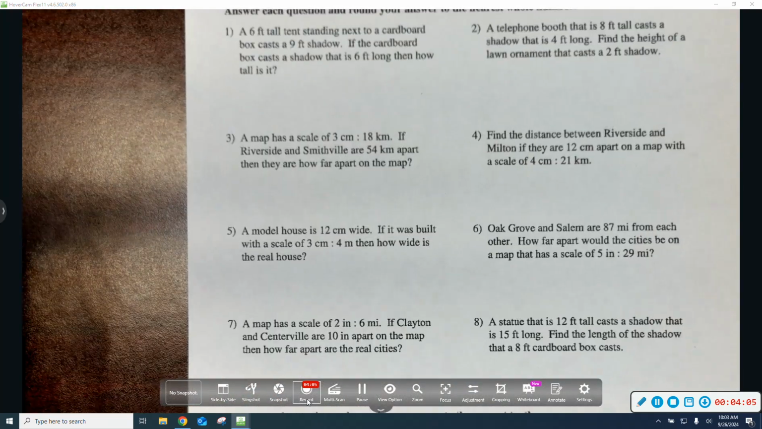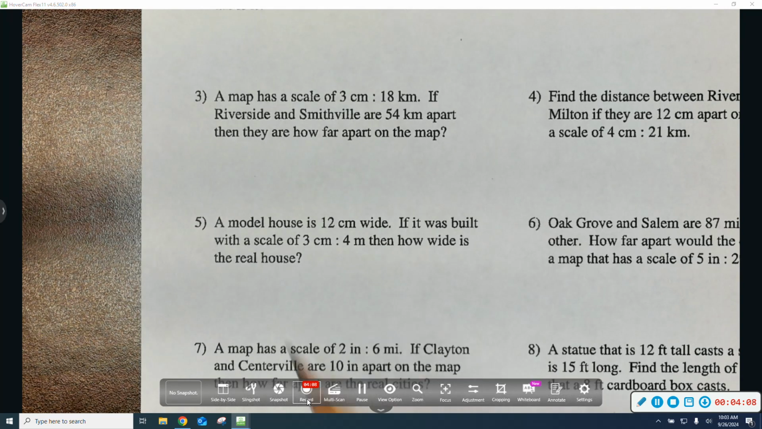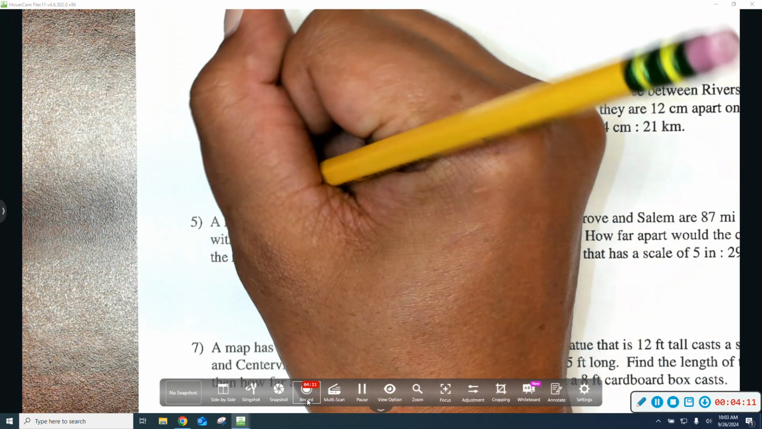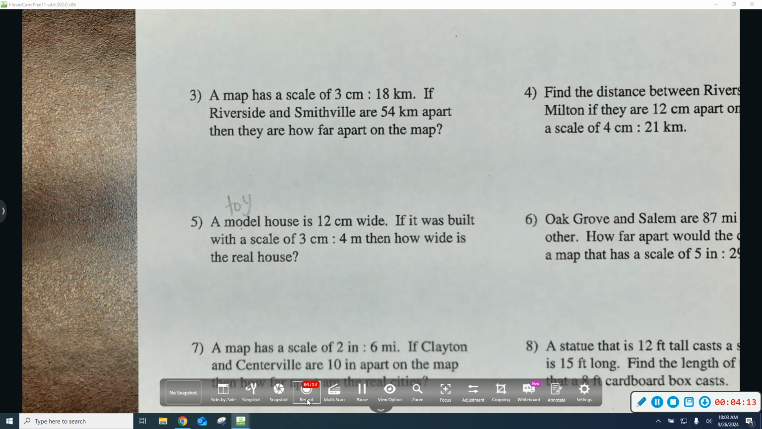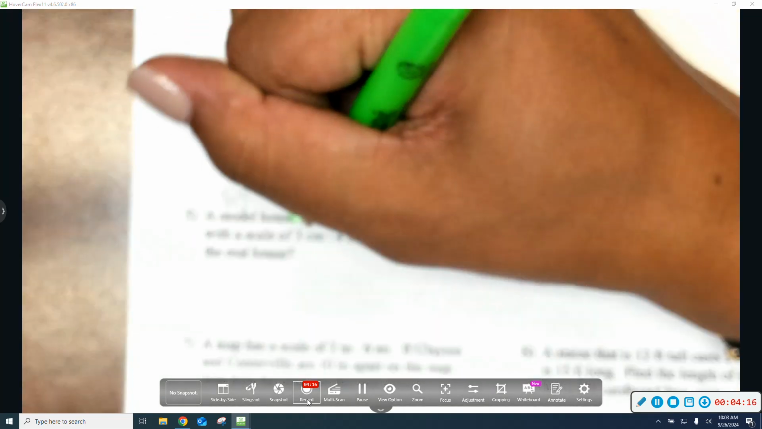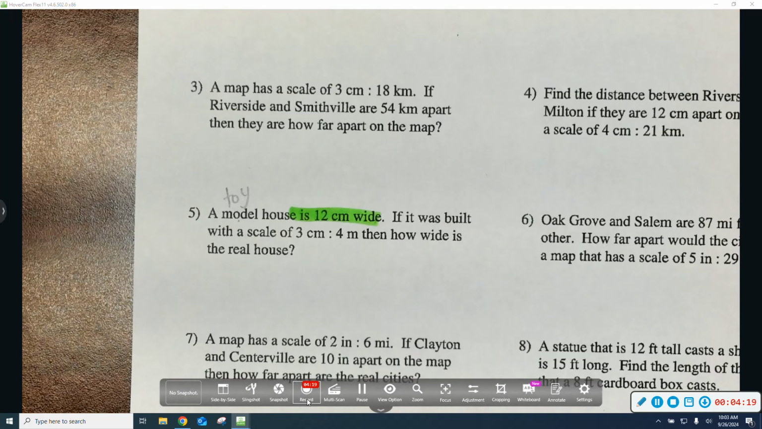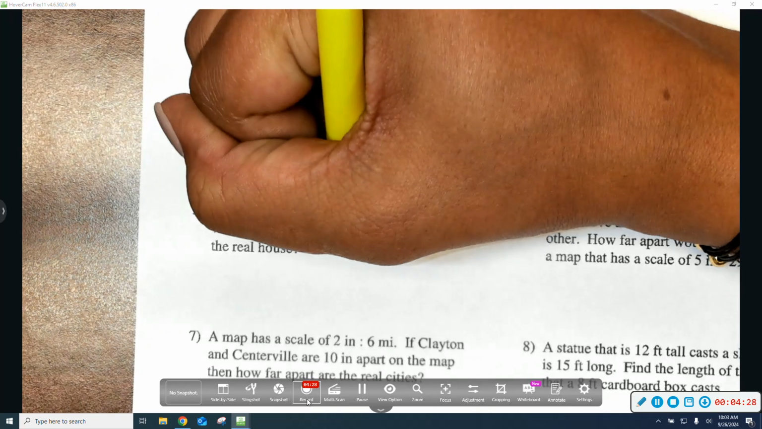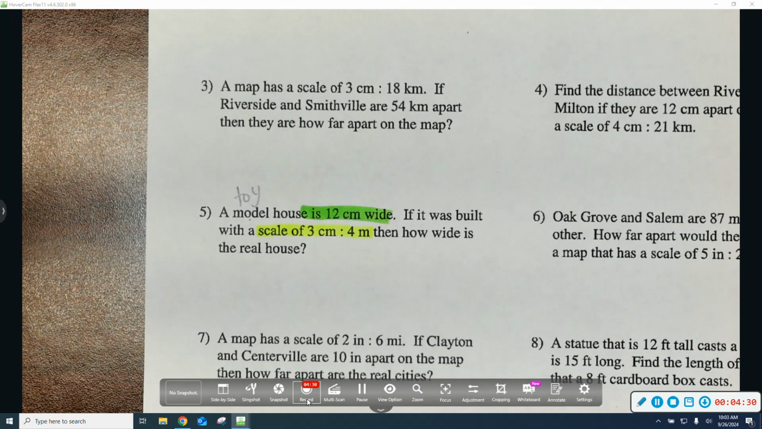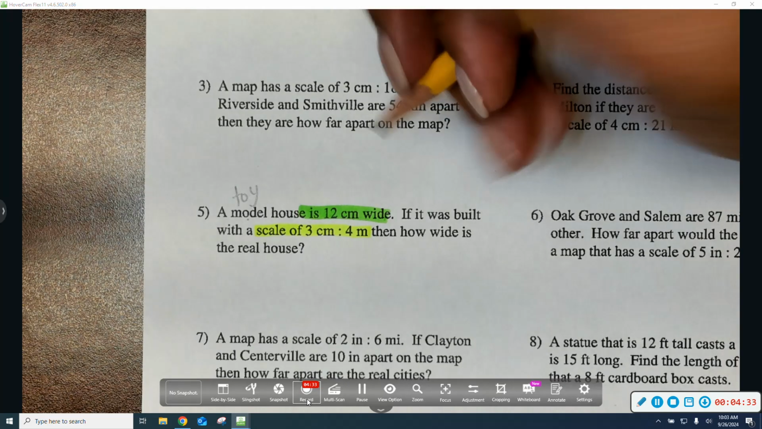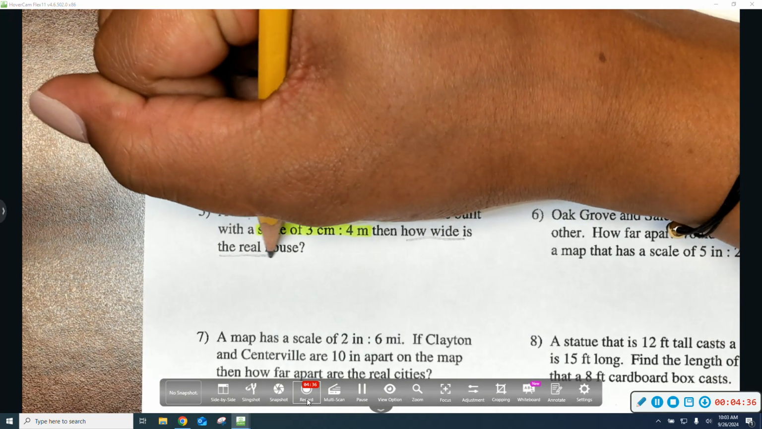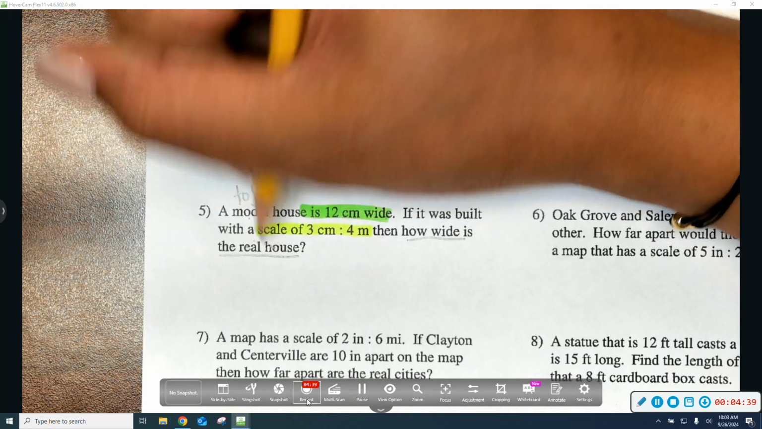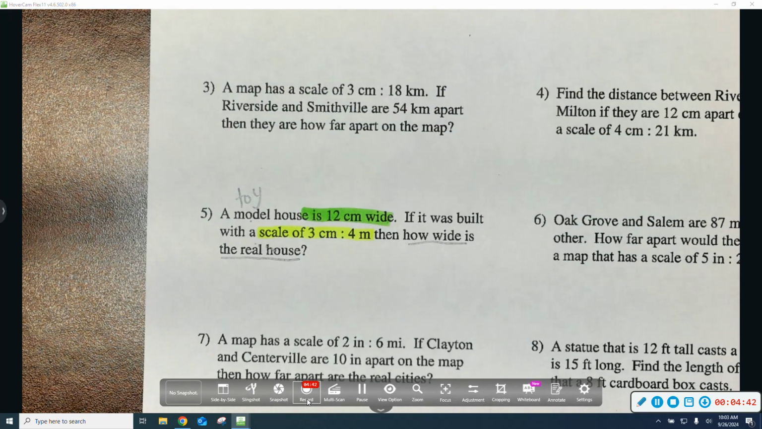Finally, let's look at a word problem. A model house. Remember, this is the toy house, right? A model house is 12 centimeters wide. If it is built with a scale, so here's our information, our scale or our key, of 3 centimeters to 4 meters, then how wide is the real house? So now we want to know the real house. How big would the real house be if I was using the toy model?